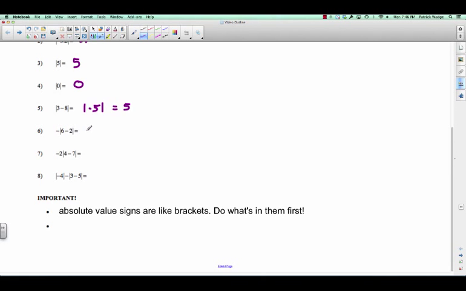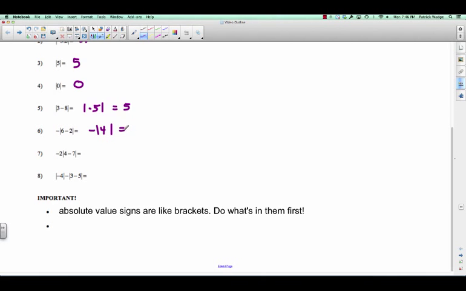Okay, how about this one? Well, we have a negative and it's outside, and remember we're doing the stuff in the brackets first. We're treating them like brackets. So we're going to leave that negative outside and we're going to deal with the stuff inside. 6 take away 2 is 4.